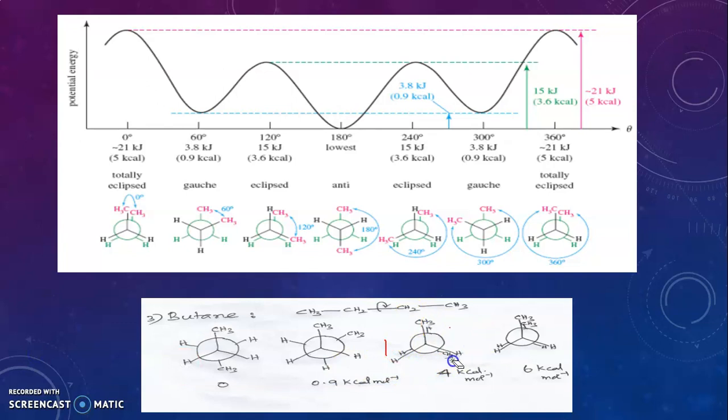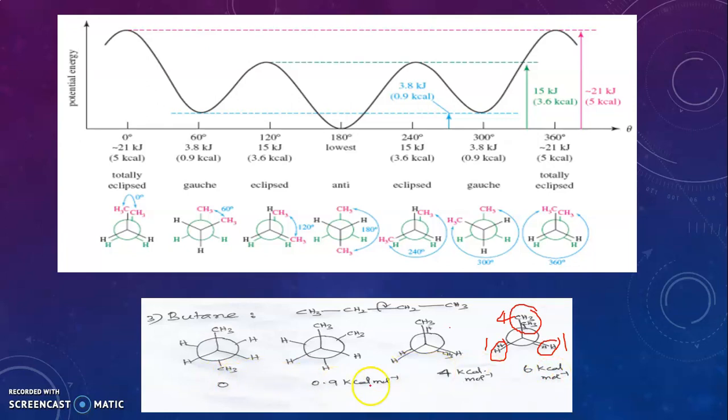Then for the fully eclipsed conformation, the eclipse strain between the two methyl groups, you know very well, is roughly 4 kilocalorie per mole, and the eclipse strain between two hydrogens is 1 kilocalorie per mole. This is another 1 kilocalorie per mole. So this is 4, and this is 1 kilocalorie, this is another 1 kilocalorie. So the total is 6 kilocalorie per mole of potential energy.